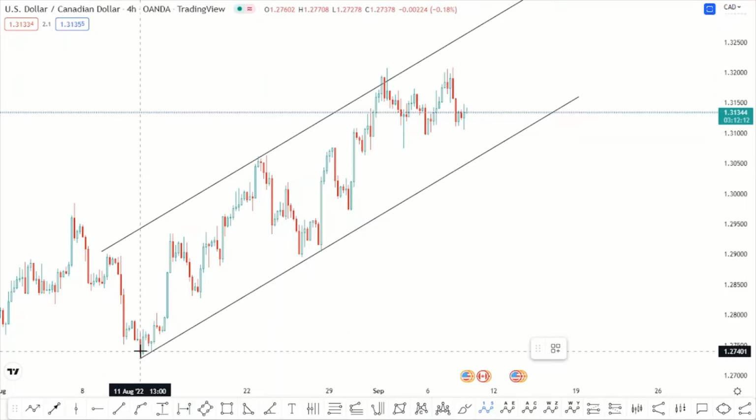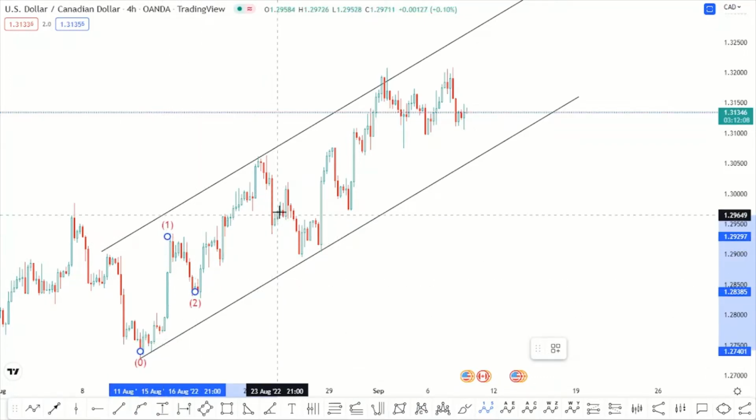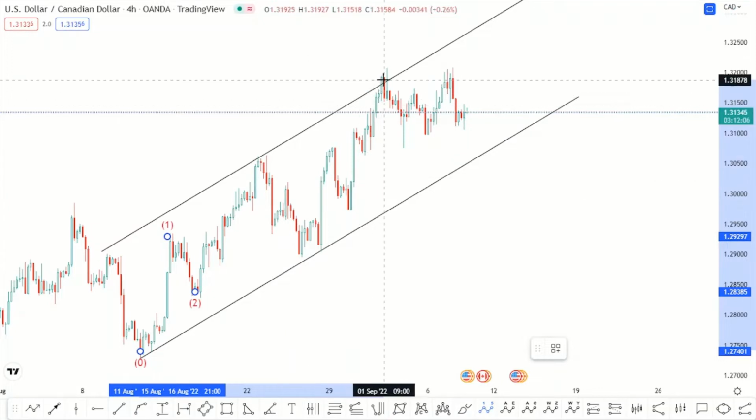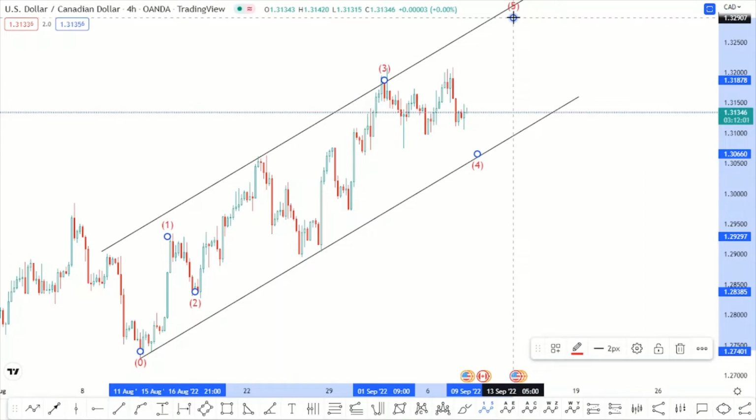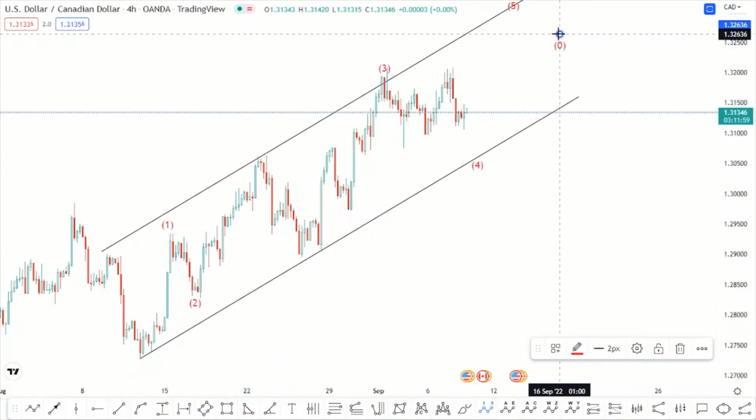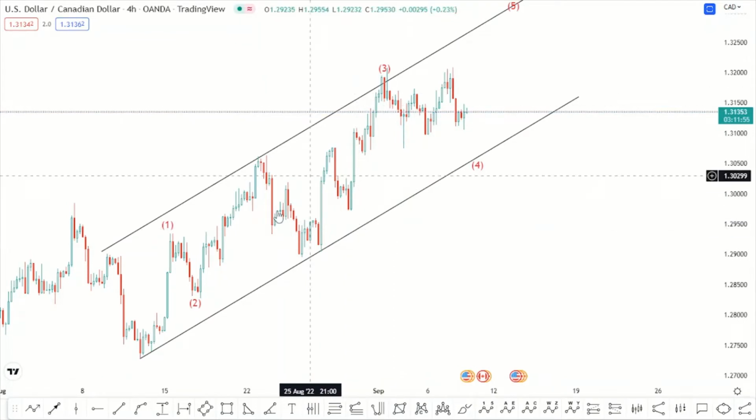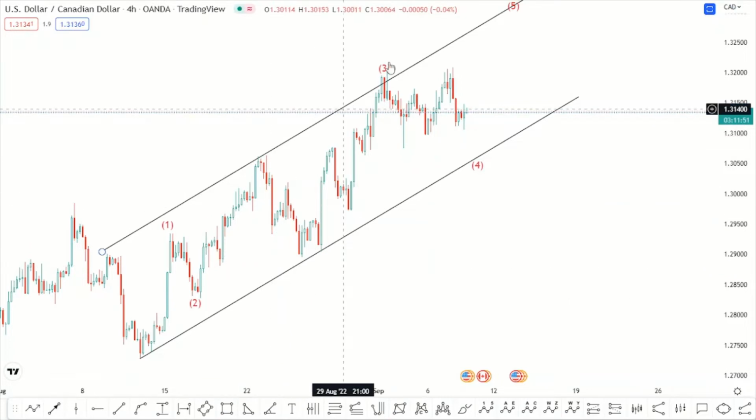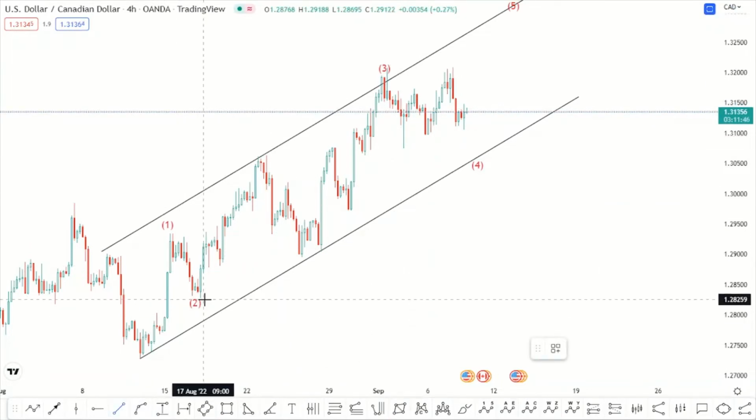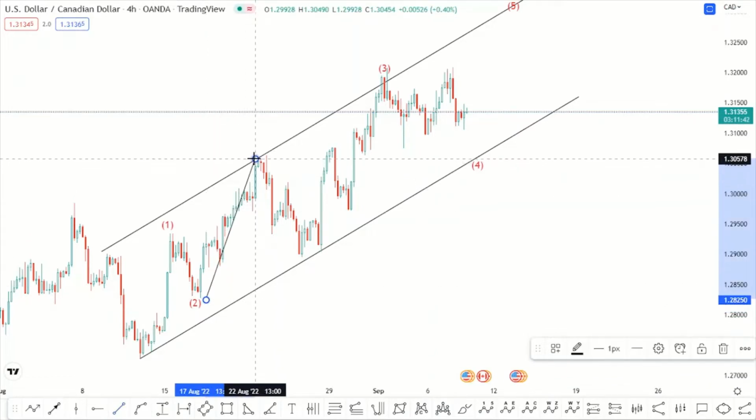So we're going to have to number these waves over here. 1, 2, what if this is 3, and then we need to come back here to make 4, and then 5. That will be good, right? And we're going to check for a possible harmonic pattern within wave 3, from here up to this point, because that's what usually happens, that we make a harmonic pattern of equal legs.